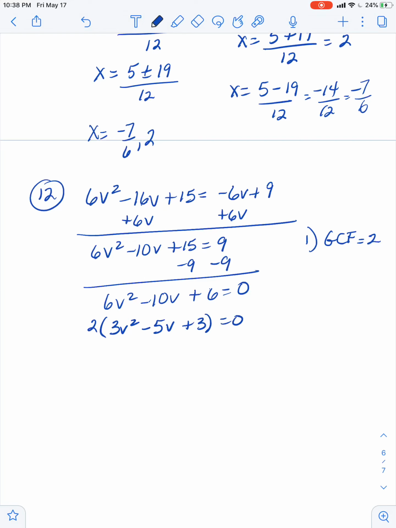Now, again, your a out in front here is not 1, so we're going to do the AC method. So 3 times 3 is 9. Okay, so what I'm going to be looking for, oh, I forgot what I was doing. Oh, I'm doing the quadratic formula. Sorry, I was trying to factor. Got sidetracked.